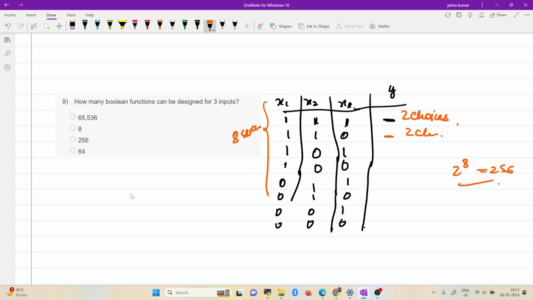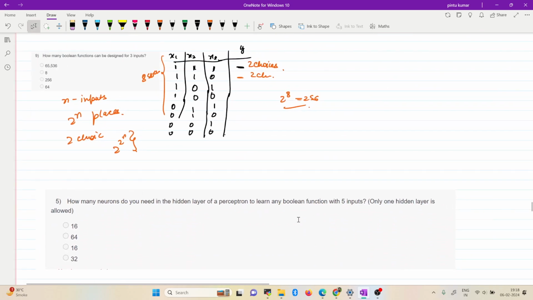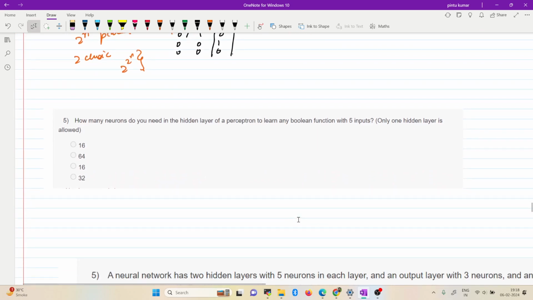So if you have, let's say, n inputs, then you have 2 to the power n places to fill, and for every place you have two choices. So you get 2 to the power 2 to the power n. Here, 2 to the power 2 to the power 3 is 2 to the power 8, that is 256. Okay, so this is our question.